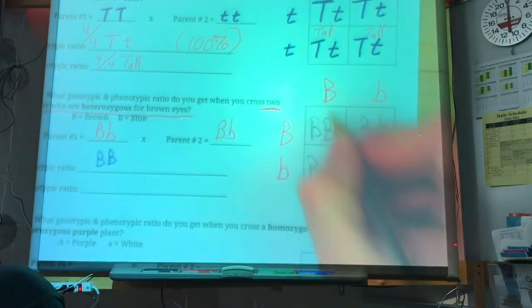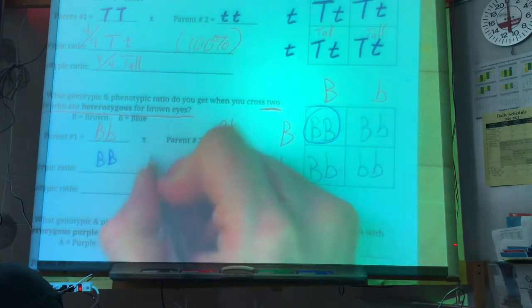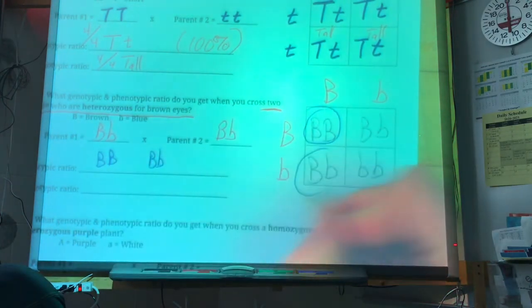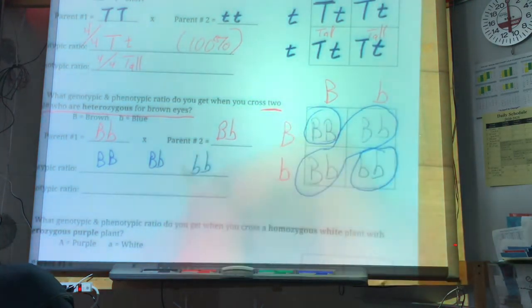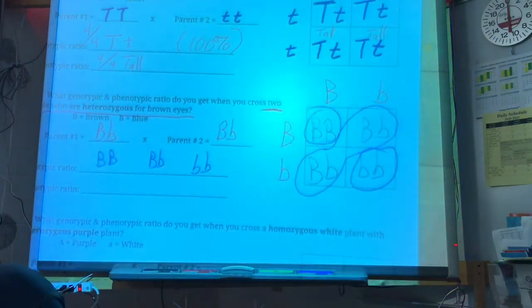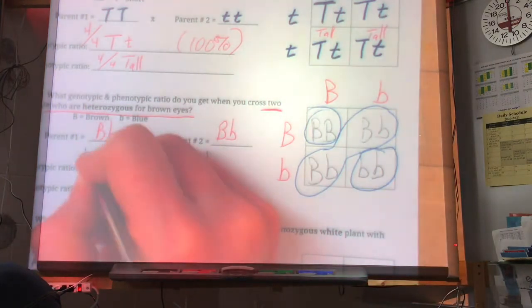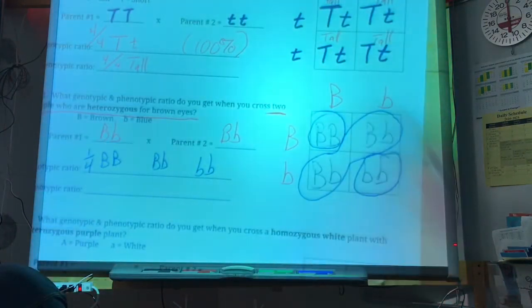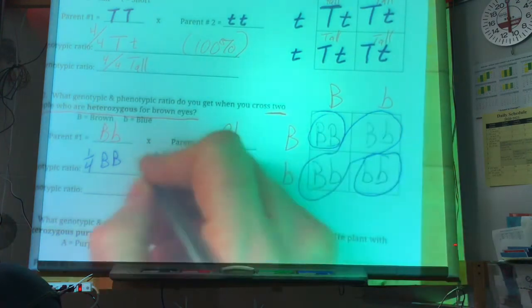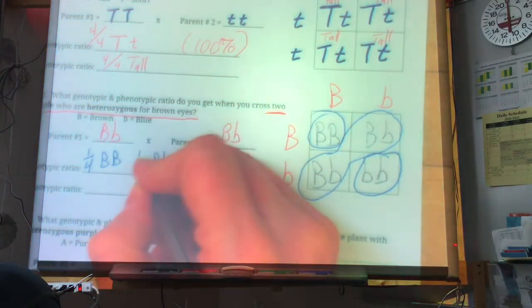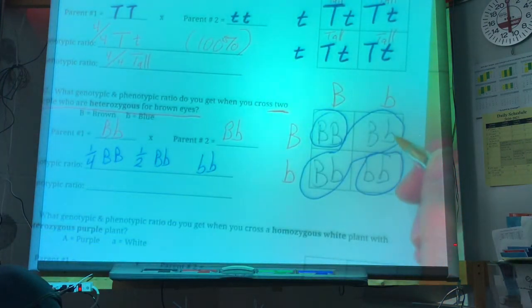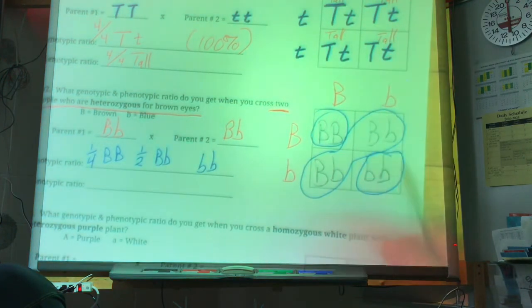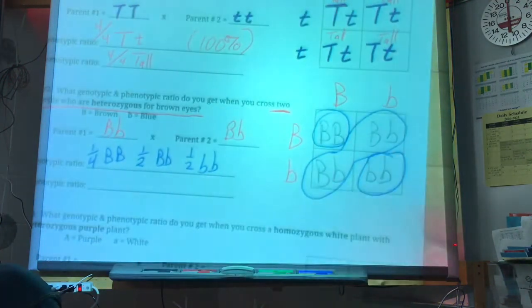I see a big B, big B. I see a big B, little b. And I see a little b, little b. Out of these 4 boxes, how many are big B, big B? 1. Out of these 4 boxes, how many are big B, little b's? 2. Now you could either write this as 2/4 or 1/2. If you want to reduce the fraction, you can. If you don't want to, you don't have to. And how many are little b, little b? We get 1 out of 4.